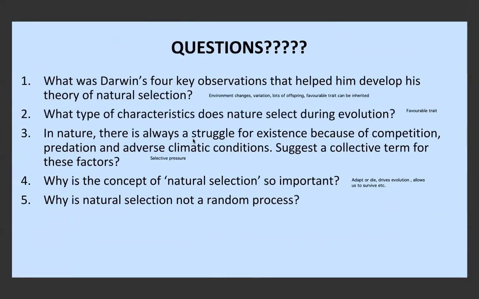So if we just look at some questions, Darwin's four key observations that helped him to develop his theory of natural selection are the changes within an environment, there must be variation within a population, more offspring than necessary must be produced, and this favorable trait needs to be hereditary. What type of characteristics does nature select during evolution? The favorable trait, the favorable characteristic. In nature, there's always a struggle for existence because of competition, predation, adverse climatic conditions, etc. A collective term for these factors is selective pressure.